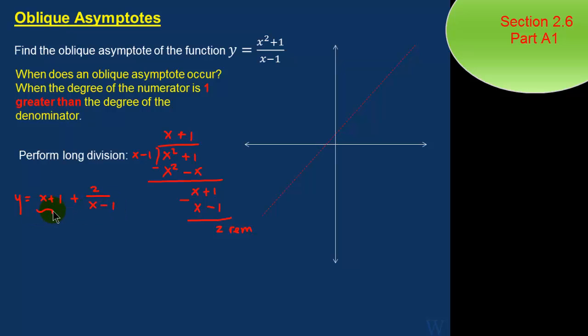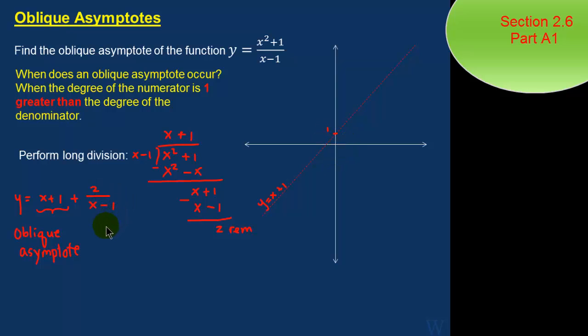And this linear term that we got out of our long division is your oblique asymptote, or our slanted line. It is a linear function with slope 1 and y-intercept 1. So it's this line y equal to x plus 1. So there's your y-intercept 1 there.